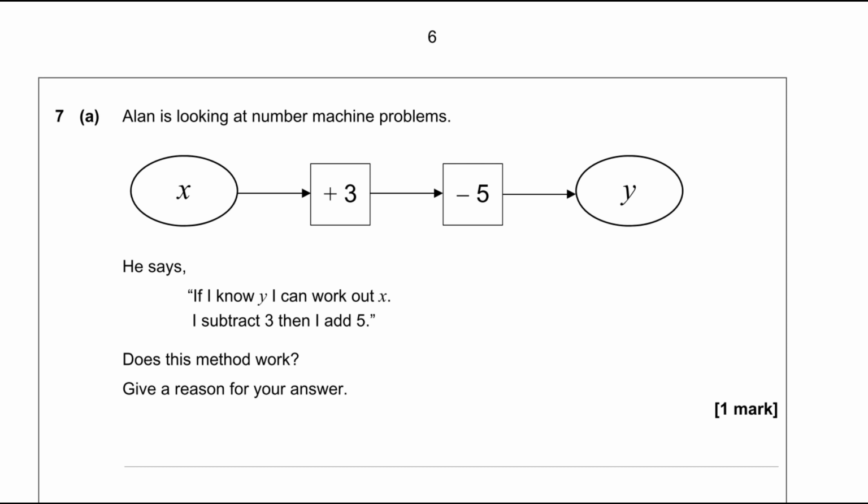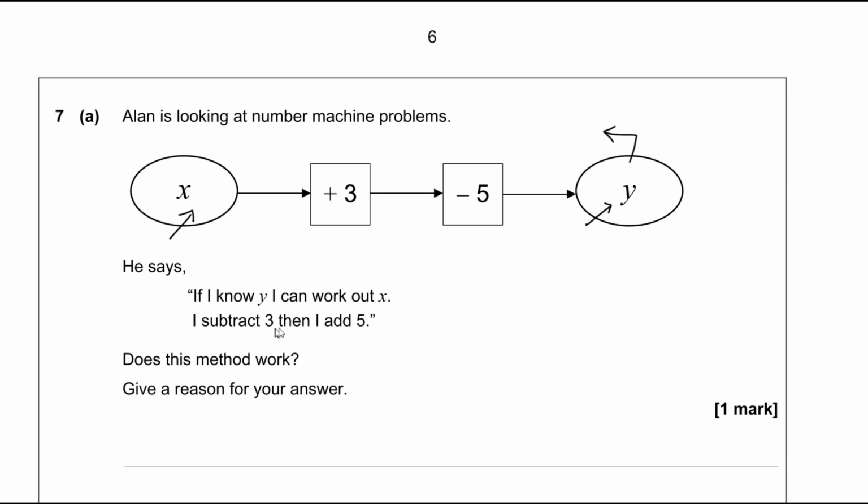Question 7. 7a. Alan is looking at number machine problems. So this is a number machine. If you have an input here, the machine will do something and then give you a result in here. He says, if I know y, I can work out x. That means he knows this number, he could work out what is the input. That means he uses the reverse direction of this machine.